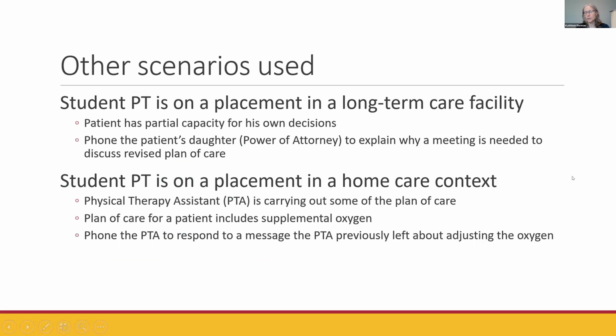So the other scenarios, I said I used 3. One of the other scenarios was for the student to imagine they were on a placement in a long-term care facility with a patient who had partial capacity for his own decisions, so some degree of cognitive impairment, and had a power of attorney who was his daughter. And the student's task was to imagine that there was a new need to change the plan of care, and they had to phone the patient's daughter, leave voicemail explaining why a meeting was needed.